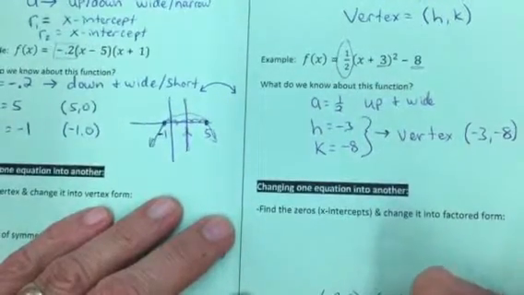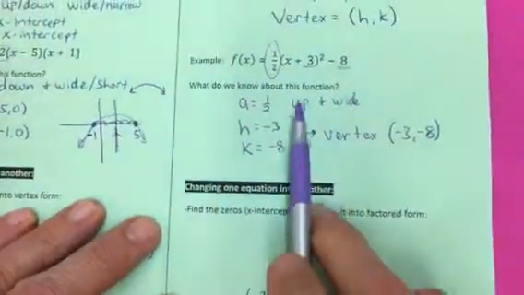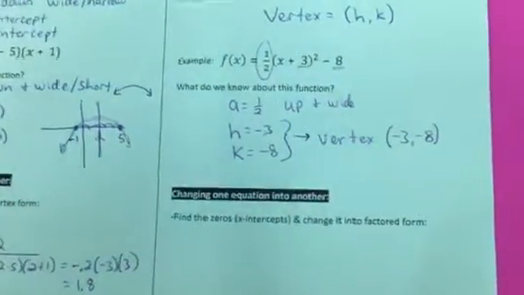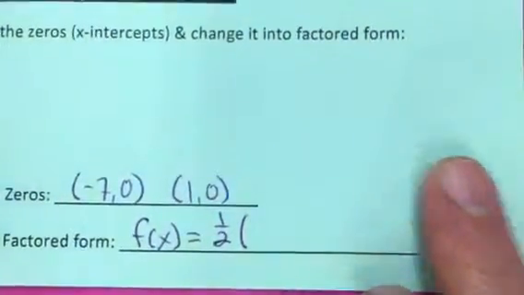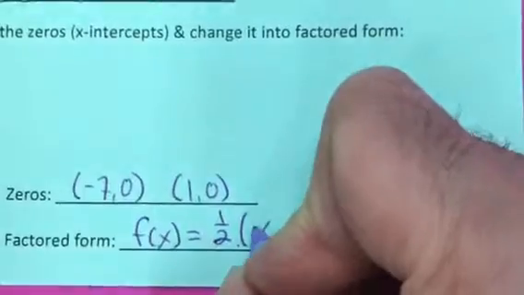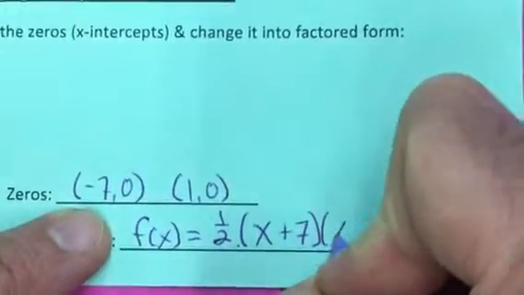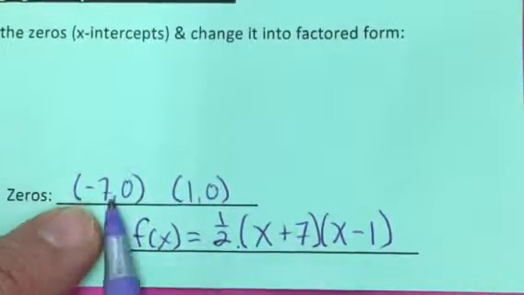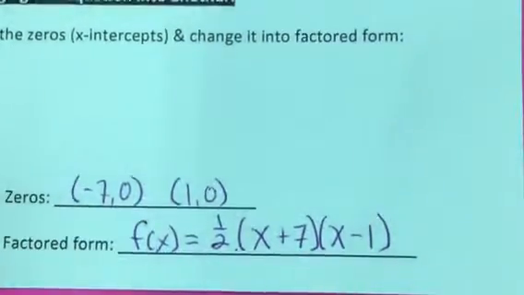Okay, so factored form is going to be f of x equals, we still have the 1/2. This 1/2 doesn't change. Let's zoom in a little bit. Equals 1/2 times x plus 7 times x minus 1. Do the opposite of what x is telling you. This is negative 7, plus 7. Positive 1, minus 1. We're done.